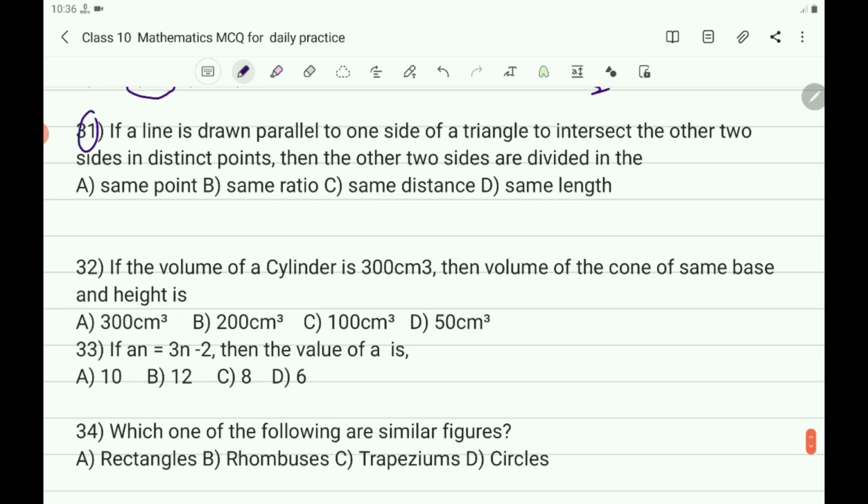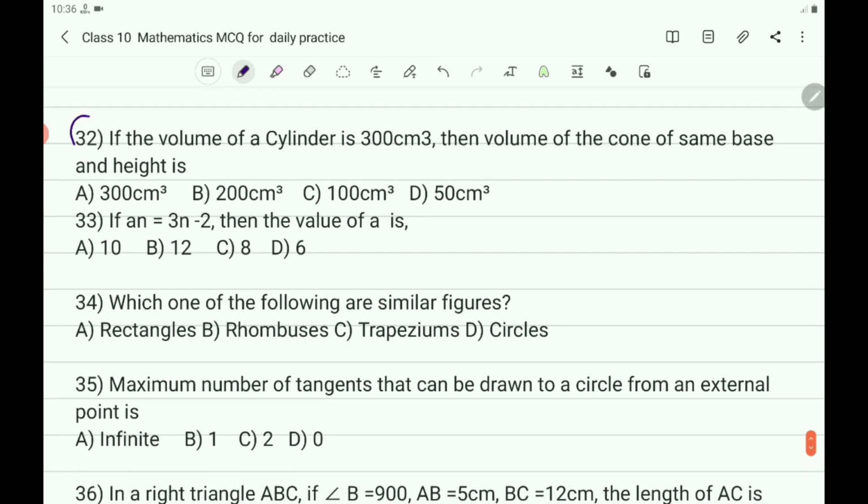Next, question number 31. If a line is drawn parallel to one side of a triangle to intersect the other two sides in distinct points, then the other two sides are divided in the same ratio. What is the option here? B, same ratio. You know that it is the basic proportionality theorem or Thales' theorem.